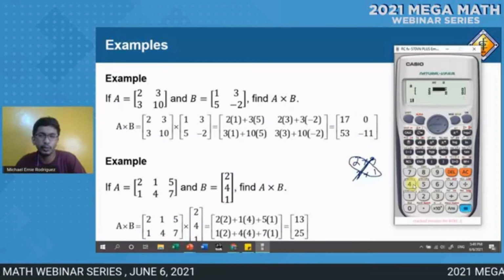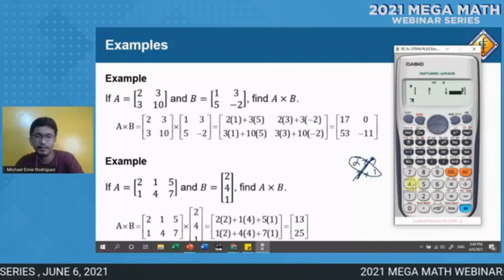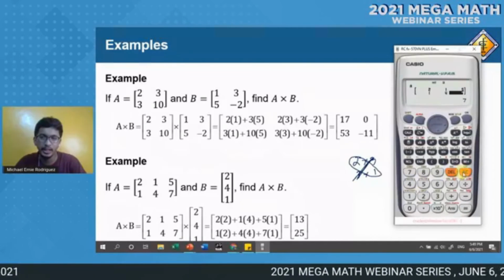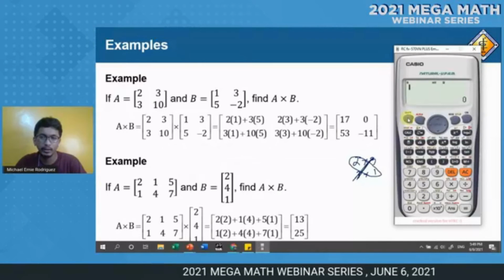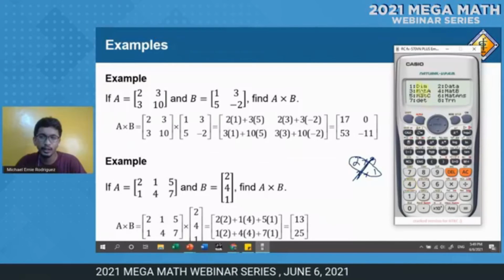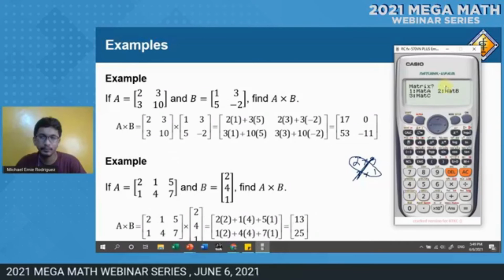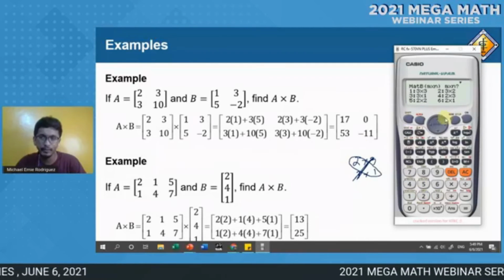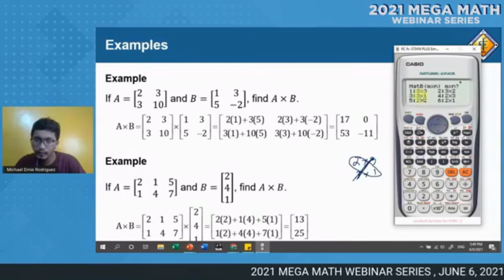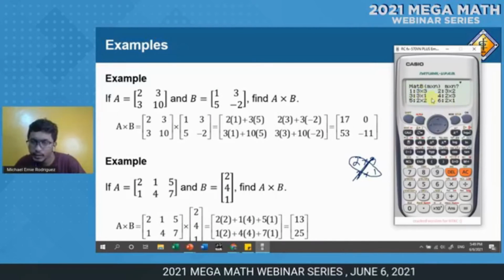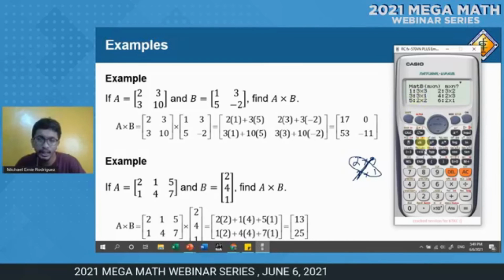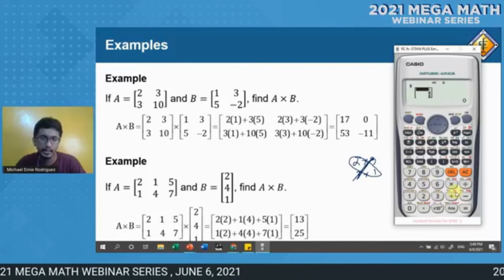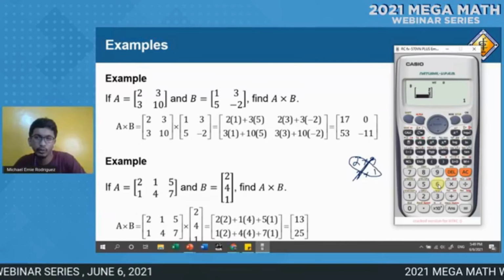So we have 2, 1, 5, 1, 4, 7. Okay, again, AC. Hindi mawawala yan. Again, shift 4, 1, matrix B2. And then this is a 3 by 1 matrix. Wala man 3 by 1 dito. Ayun, ito, 3 by 1, number 3. Kala ko wala. Ayan. So, 2, 4, 1.